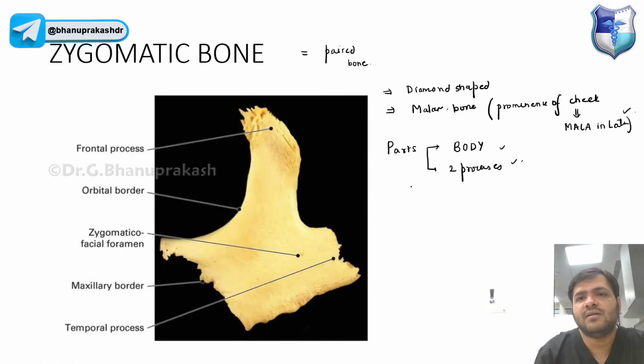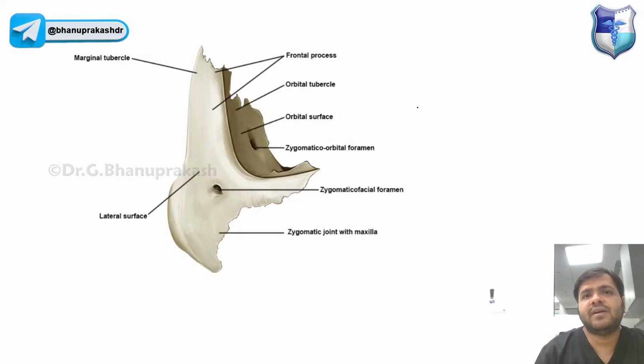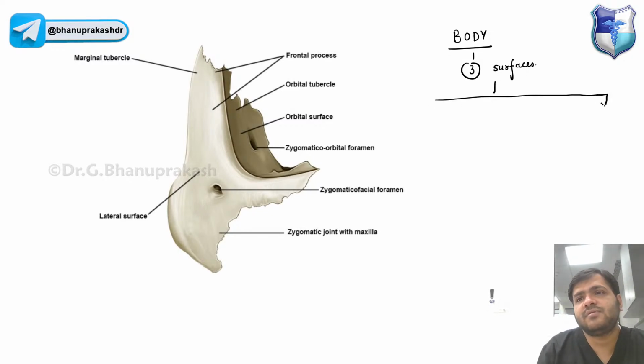So we have two processes, frontal and temporal. Yes, everyone is right. Now, coming to the body. Let me write it over here. If we talk about the body, it has three surfaces. Just remember, we have three surfaces.